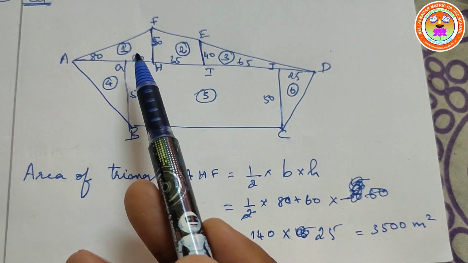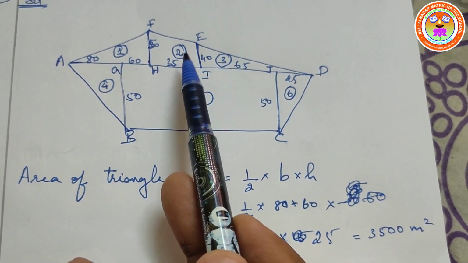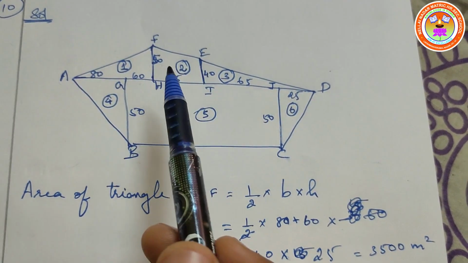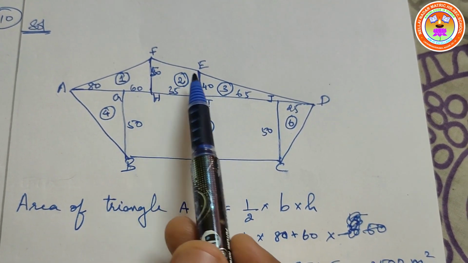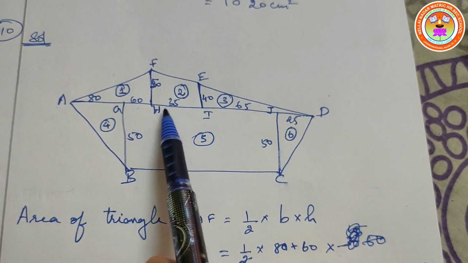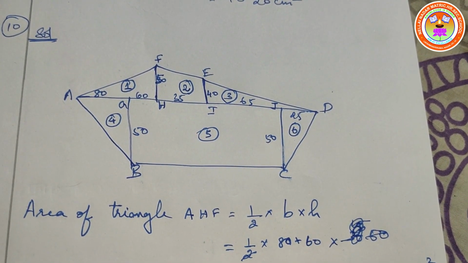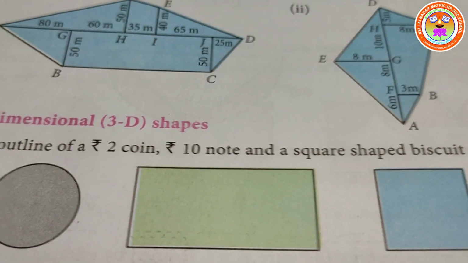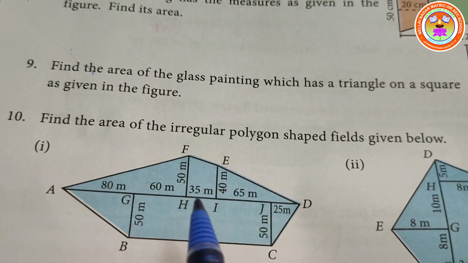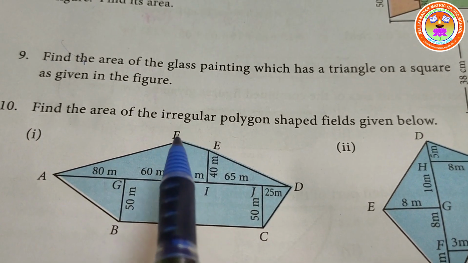Just the first part we completed, we move on to the second. Like this you have to complete all the 6. What is the second diagram? It is a trapezium. The two sides are 50 and 40. The height is 35. Using this measurement we are going to solve the sum. The trapezium is FHIE.